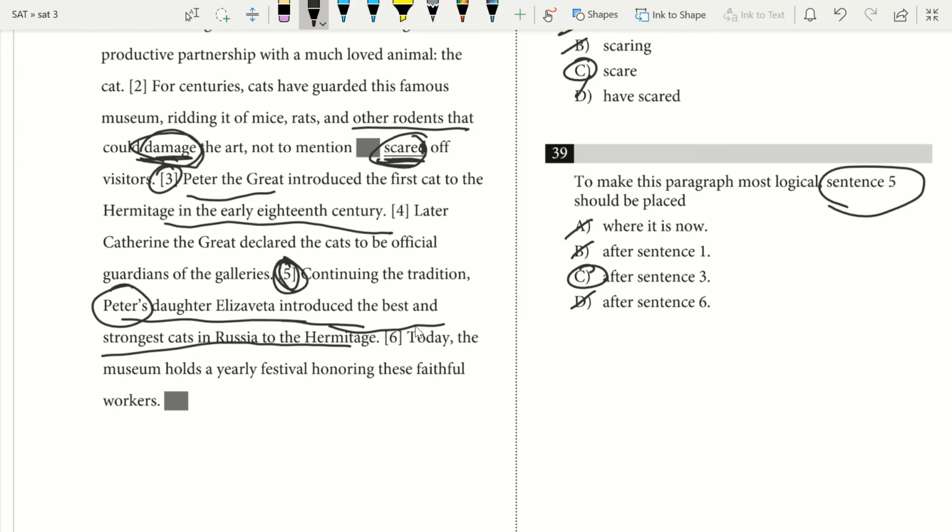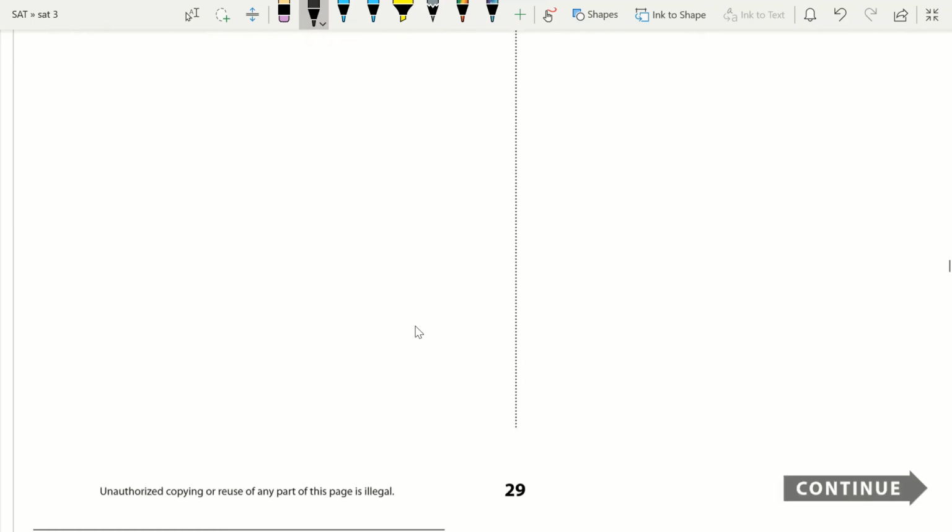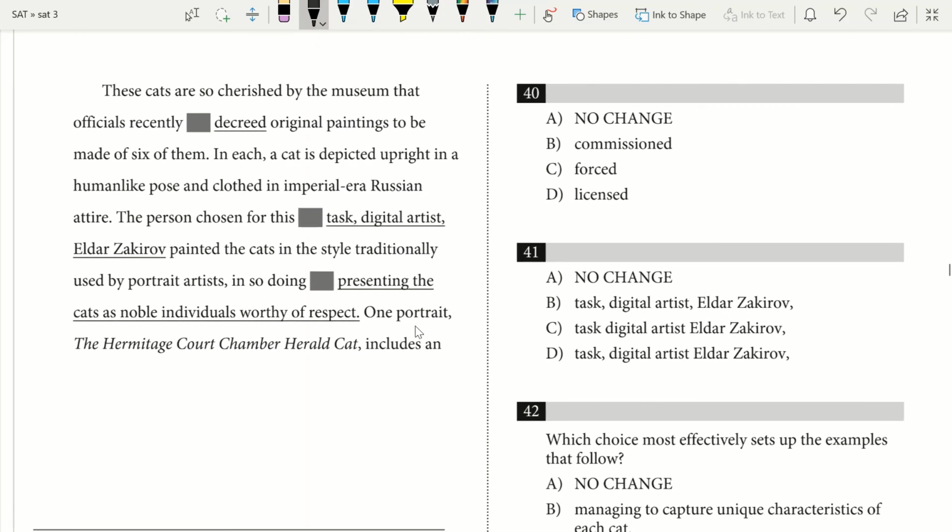Alright, and then we'll go ahead and keep reading from sentence 4. Later, Catherine the Great declared the cats to be official guardians of the galleries. Now we go down to sentence 6. Today, the museum holds a yearly festival honoring these faithful workers. These cats are so cherished by the museum that officials recently decreed original paintings be made of 6 of them. Well, as we read this, we see we have one word underlined in the middle of the sentence, which means we're looking to replace the word, or if it makes sense, we'd go no change, but it doesn't make sense, right? When we think of decree, we would think of a lawmaker or a governor back in like the 1400s decreeing that something is now a law, but that's not what happened, right?